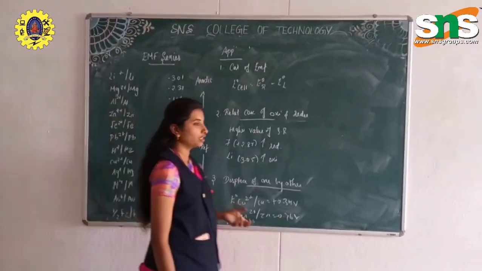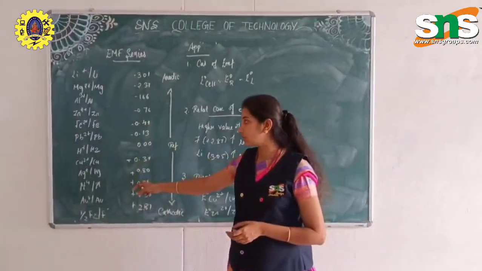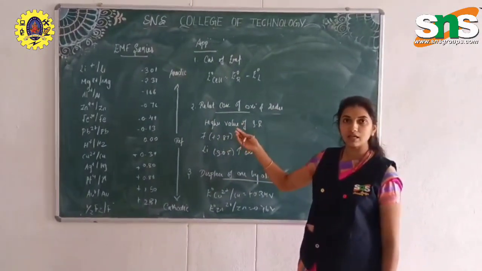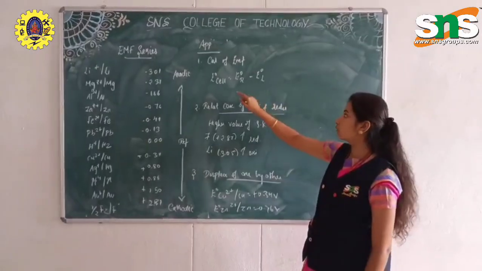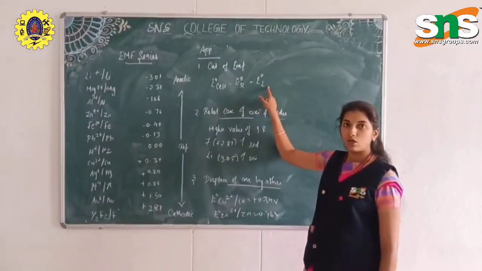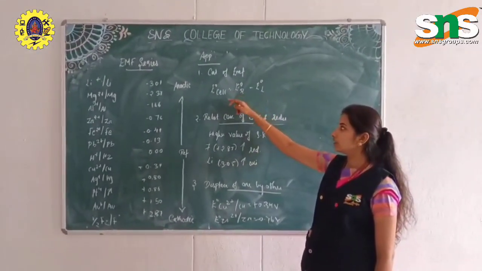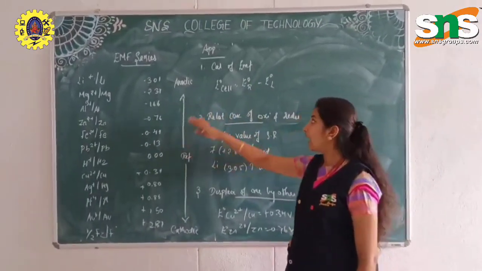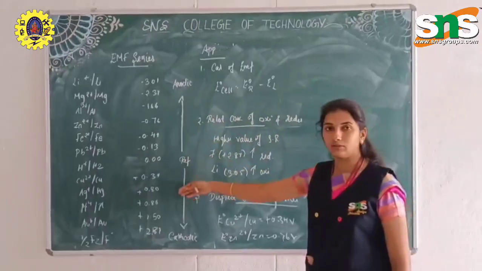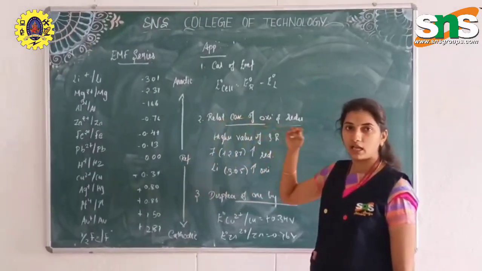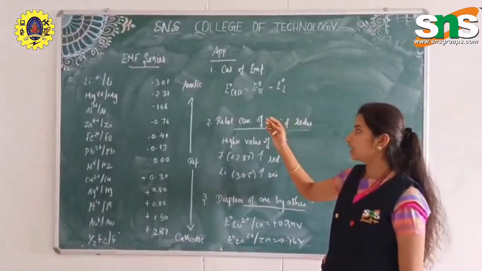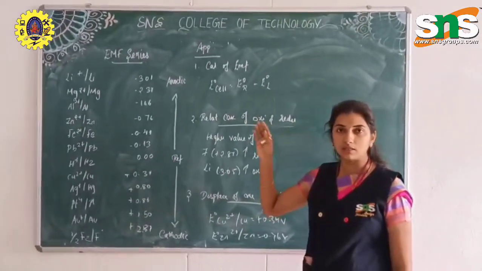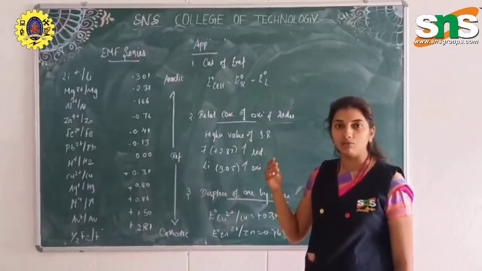For calculating the EMF, we substitute the values, whether anodic or cathodic, into the formula E cell equals E right minus E left. E right is taken from the cathodic process, and E left is calculated from the anodic process. First, we can calculate the EMF of the cell, and the second application is the relative ease of oxidation and reduction. So from this table we can identify the elements relative to hydrogen.